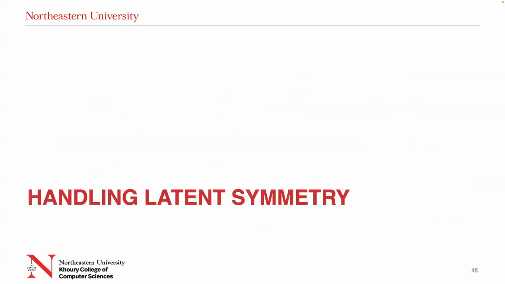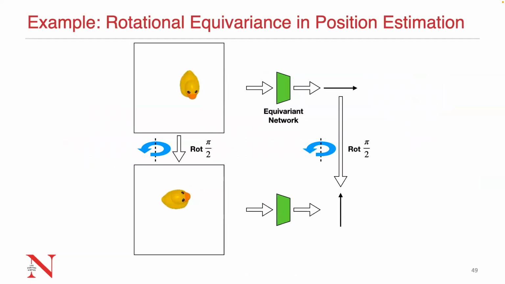Okay, so I want to save some time to talk about the next topic, which is handling latent symmetry. So we all know that equivariant networks are great, right? This is an example of an application of an equivariant network. We can also think about the robotic examples that were shown before.